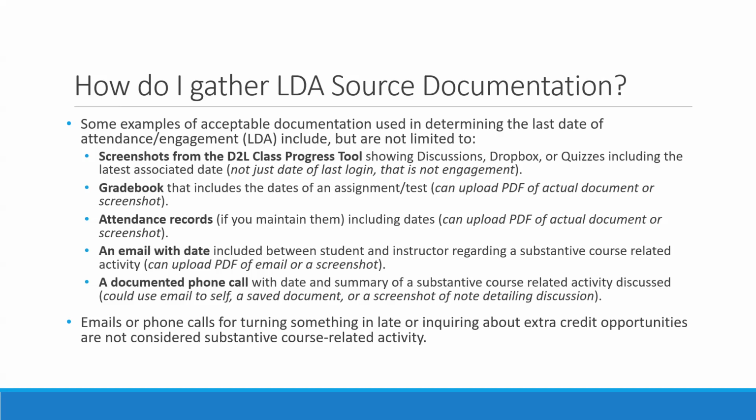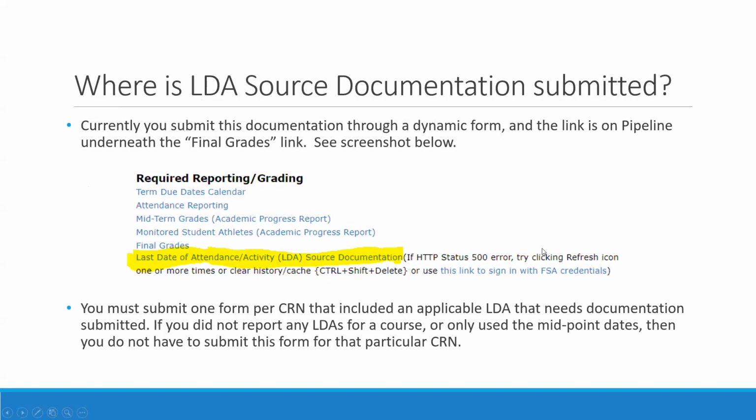That's them not coming to class, but an email with a date, or you can document a phone call. If that phone call is the documentation that you have, and it was about part of the course and not just the student calling to find out what their grade is in the course, or, hey, I'm not coming to class today. So emails or phone calls for turning something in late or inquiring about extra credit are not considered substantive course-related activities. That is important to note. But any of these things can be source documentation. There's a lot of different options out there to gather that.